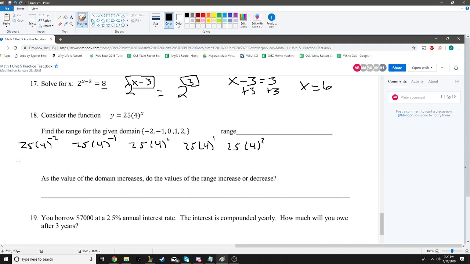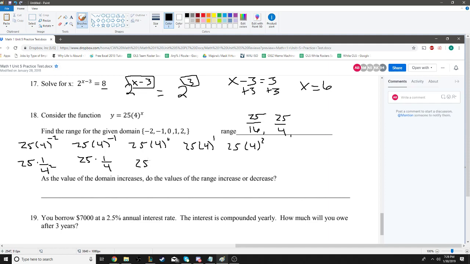When the exponent's negative, you drop it. So this is 25 times 1 over 4 squared. So 25 times 1 is 25, and 4 squared is 16. So that's your first range value. Again, right here, the exponent's negative, so it drops. This is 25 times 1 over 4. 25 times 1 is 25, so that's 25 over 4.